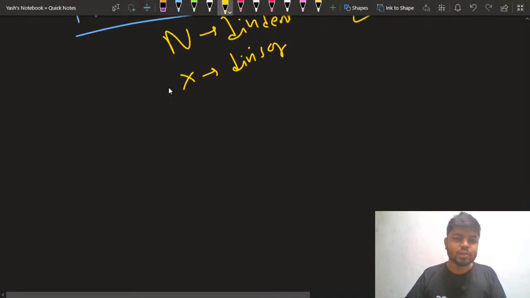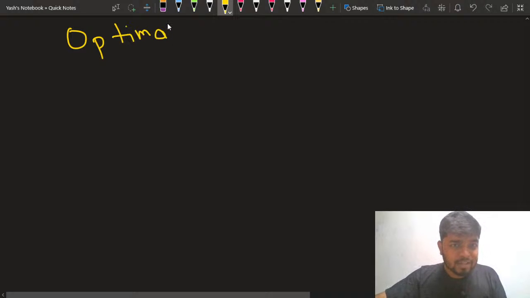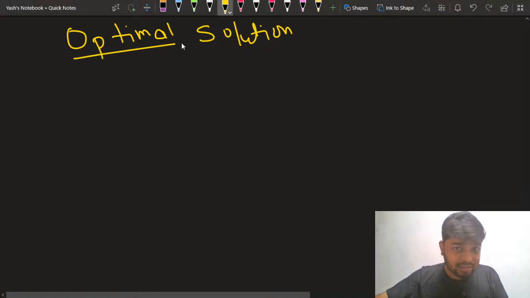Now let's move to the second part. Can anyone tell me what can be the optimal solution for this? Can anyone suggest how we can do this using any optimal approach? If you can suggest, then that will be great. Do we have any other optimal approach for the same question?